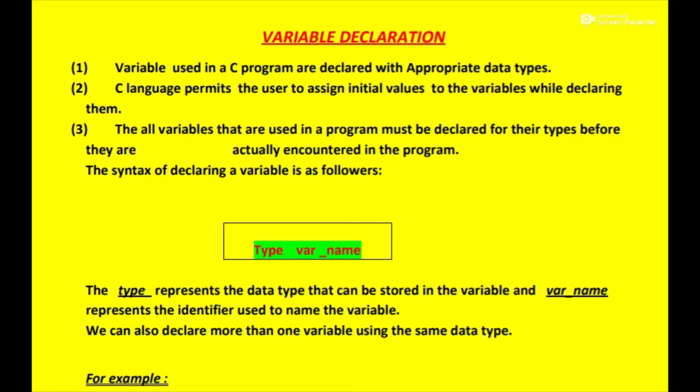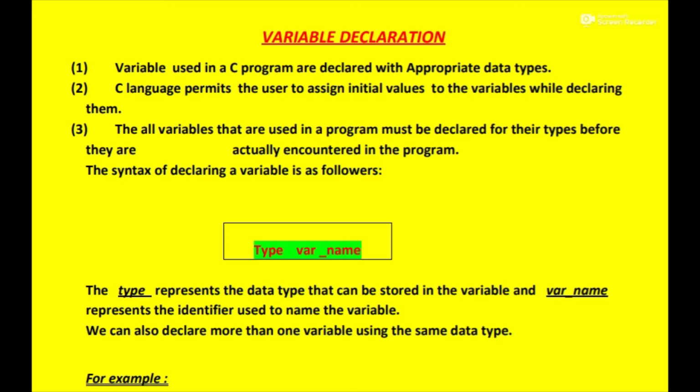Today's topic is variable declaration. Variables used in a C program are declared with the appropriate data types. The C language permits the user to assign an initial value to the variable when declaring them.